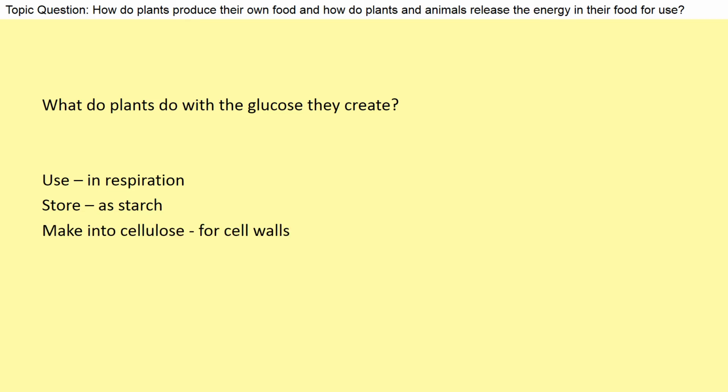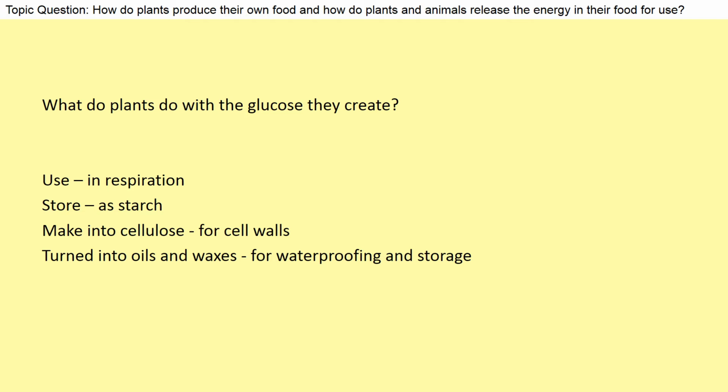They also can make it into cellulose. So both starch and cellulose are lots of glucose joined together. Starch as a storage, cellulose makes up the cell wall. So really, really important that plants are able to produce cellulose. And they can also turn it into oils and waxes. So that's useful for waterproofing plants. Think about like the waxy cuticle on the top of the leaf.